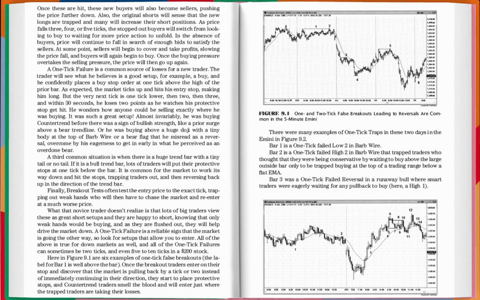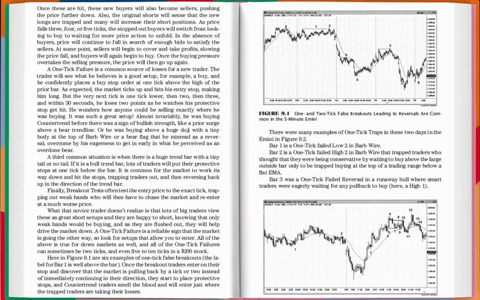Almost invariably, he was buying countertrend before there was a sign of bullish strength, like a prior surge above a bear trend line. Or he was buying above a huge doji with a tiny body at the top of barbed wire, or a bear flag that he misread as a reversal, overcome by his eagerness to get in early in what he perceived as an overdone bear.